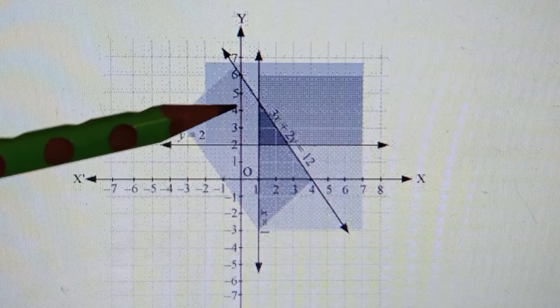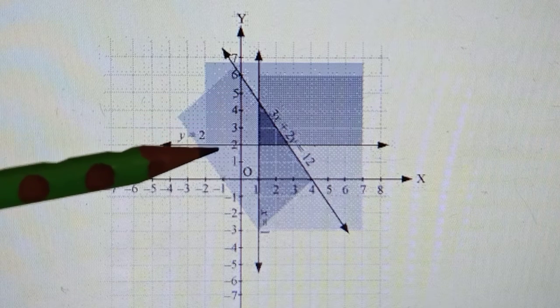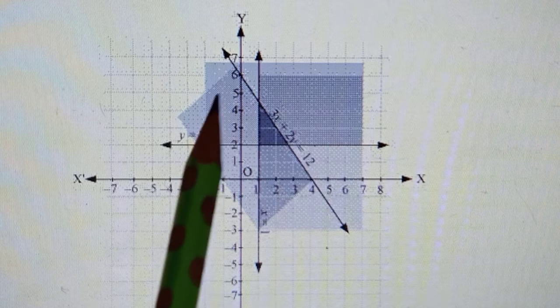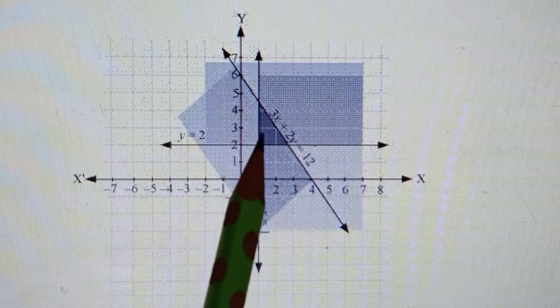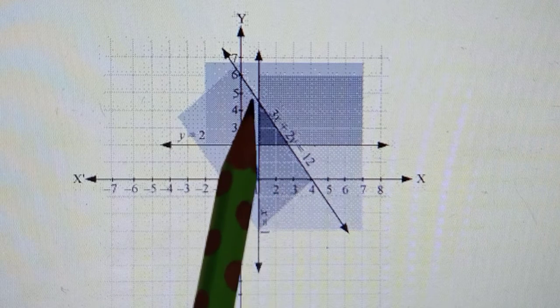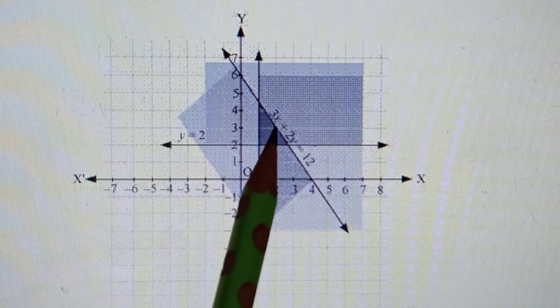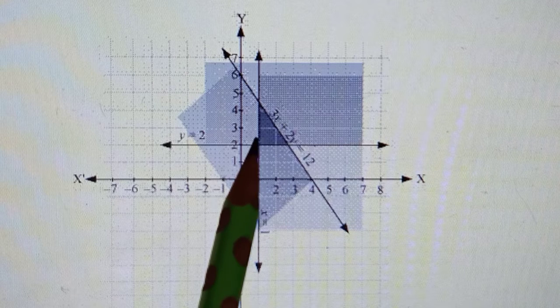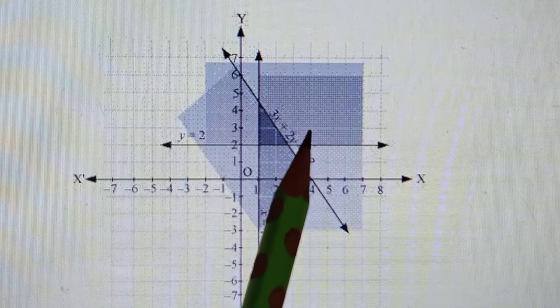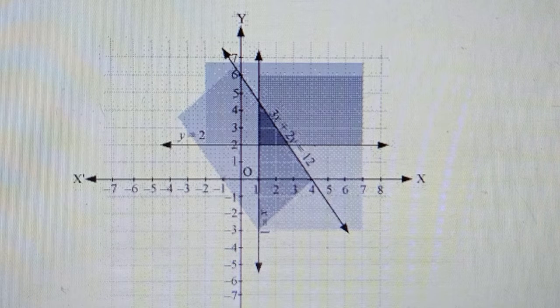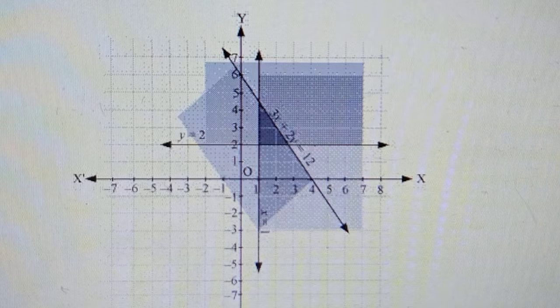Okay, so to the left of this line, above this line, and to the right of this line. So in तीनों का common portion कौन सा आ रहा है? This one which has been shaded dark out here. Okay, this is satisfying all three conditions. It's coming to the left of the first line, to the right of second and above the third. Okay, so ये जो dark shading करी है ये आपका actually required solution होगा.